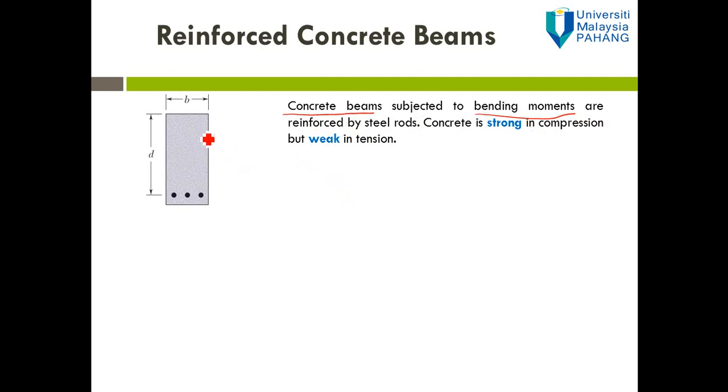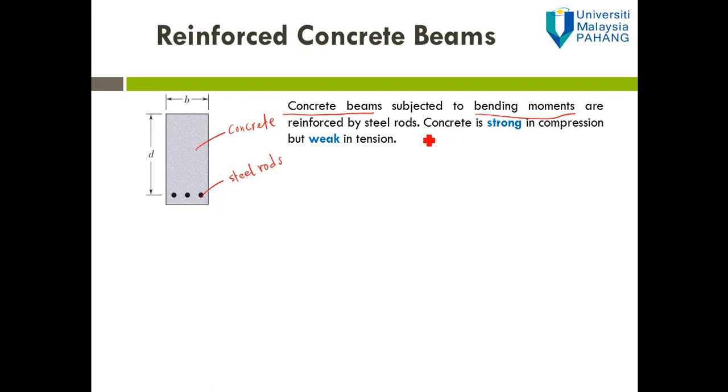You can see here, this is the illustration of reinforced concrete beam, where this is the concrete, and that is the steel rod. The steel rod is used to reinforce. I will explain later how the steel rod is used to support the tensile stress when the beam is subjected to pure bending.